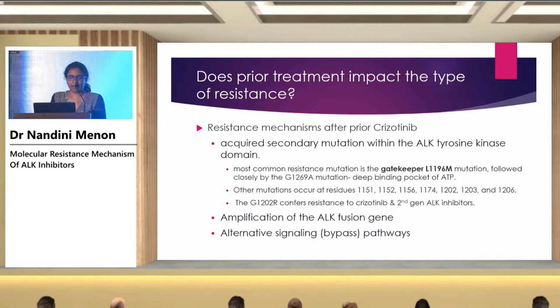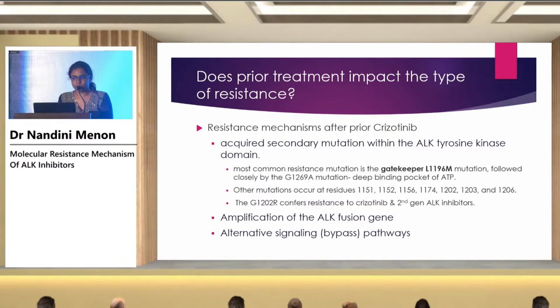So going to ALK dependent resistance, or the on-target resistance. The main question is, does our prior treatment impact the resistance that we develop? We know that patients who are treated with first generation EGFR TKIs typically develop the T790M mutation in 60% of the patients. So does the scenario replicate in ALK positive lung cancer? It is slightly similar, where resistance mutations after first generation ALK TKIs like crizotinib have a particular pattern, and resistance mutations after the newer generation of TKIs are slightly different.